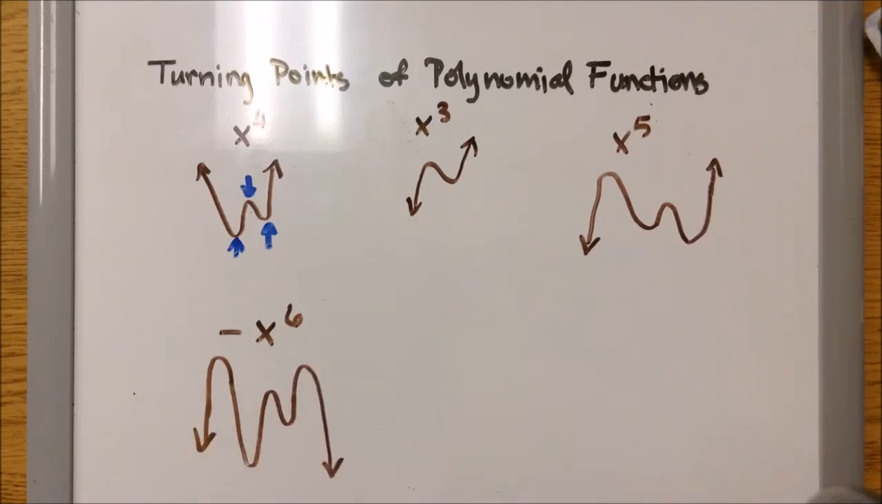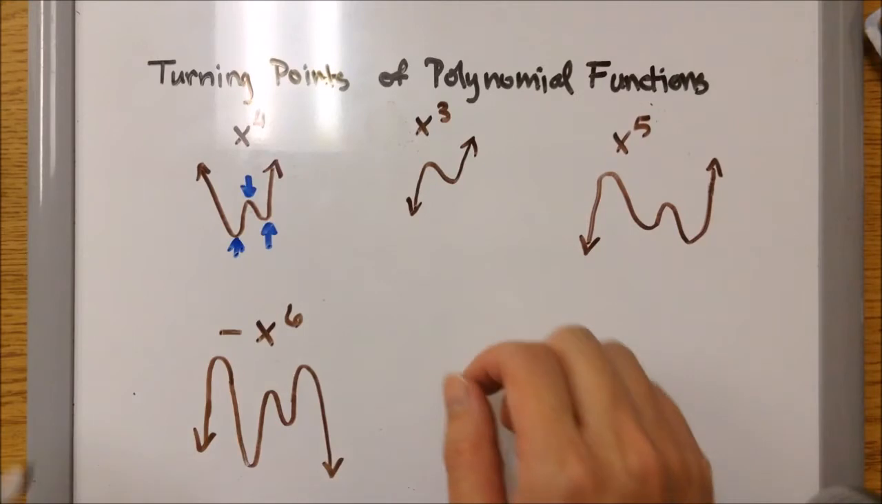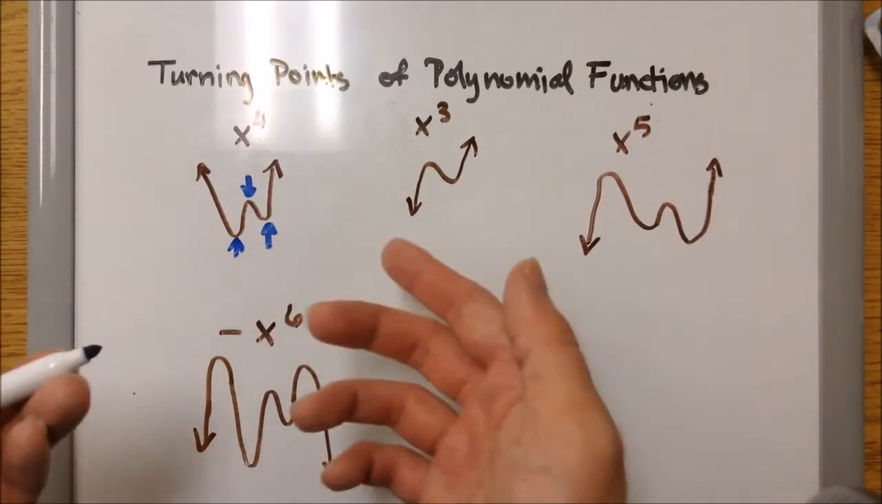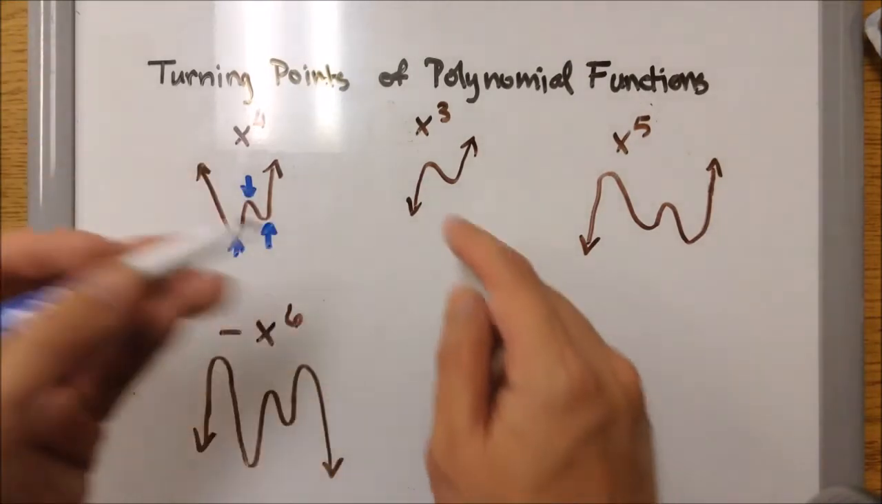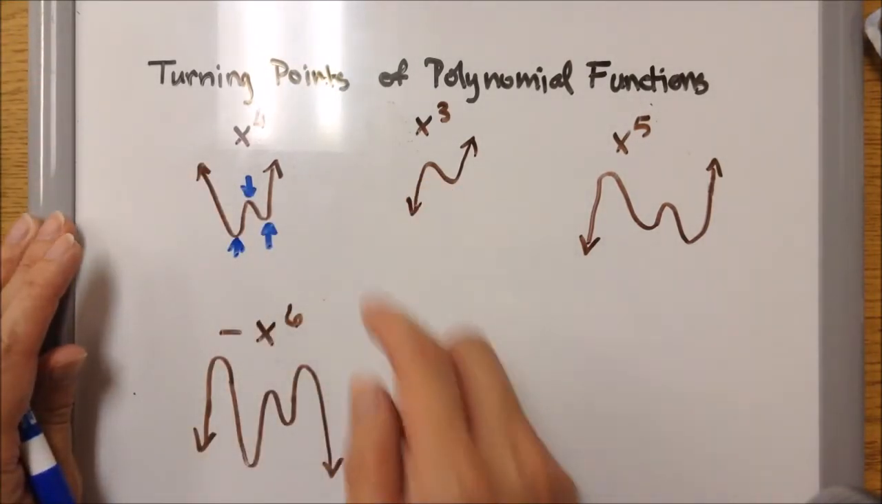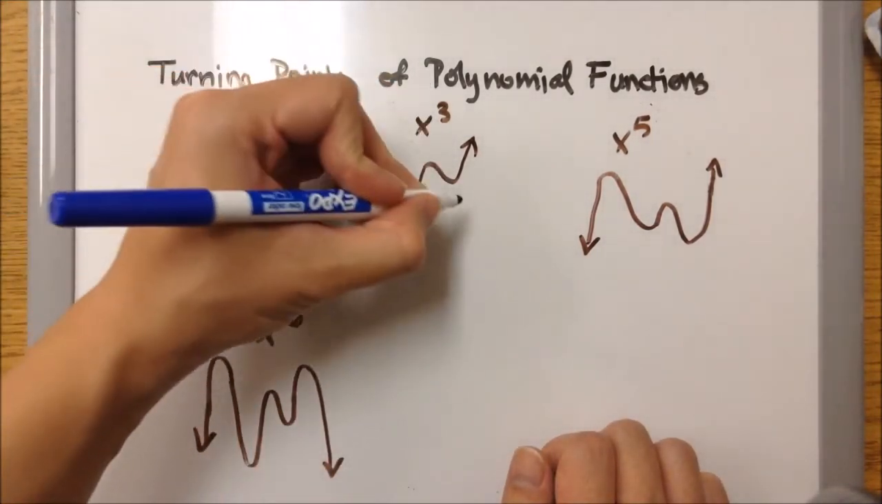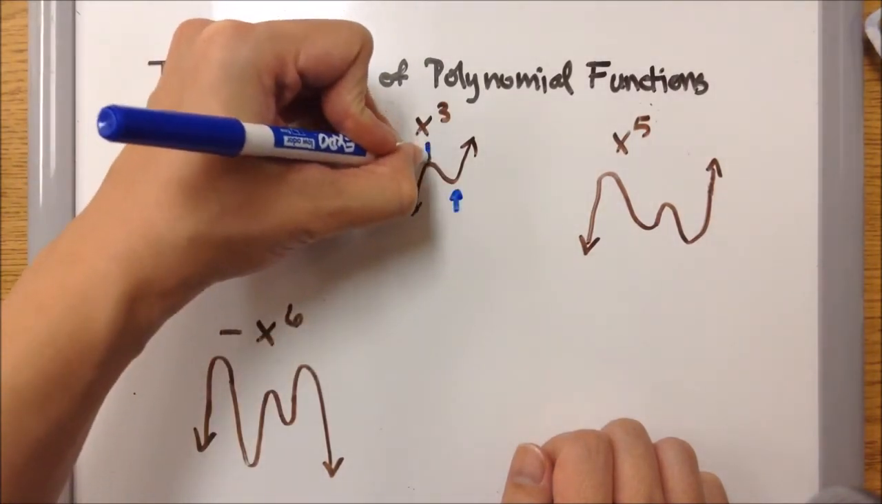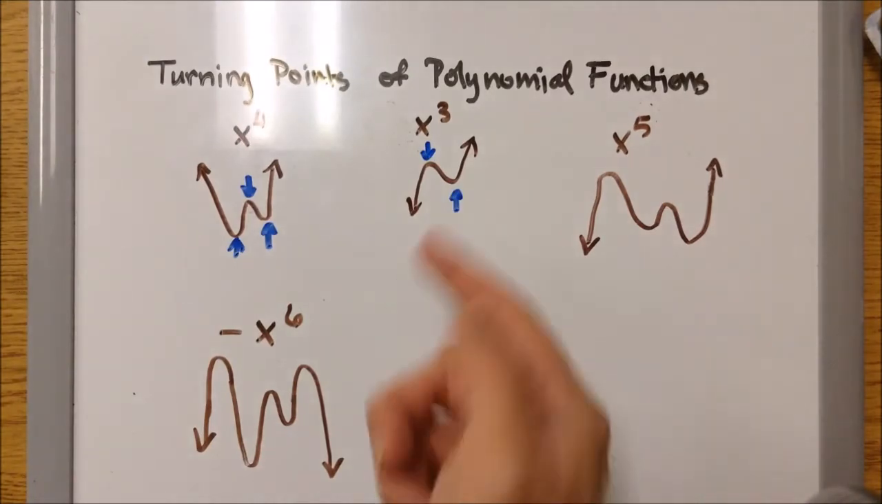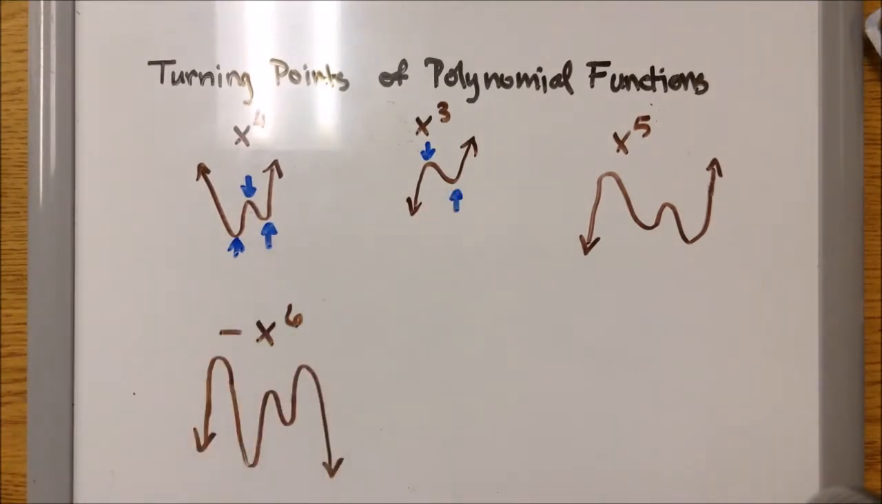Let's take a look at x to the third. So we see the turning points, and again, you don't have to look from left to right or right to left, it doesn't really matter, as long as you can tell where it changes direction. So let's take a look. We see one change right here and then another one right there. So there's 2 changes, 2 turning points for x to the third.